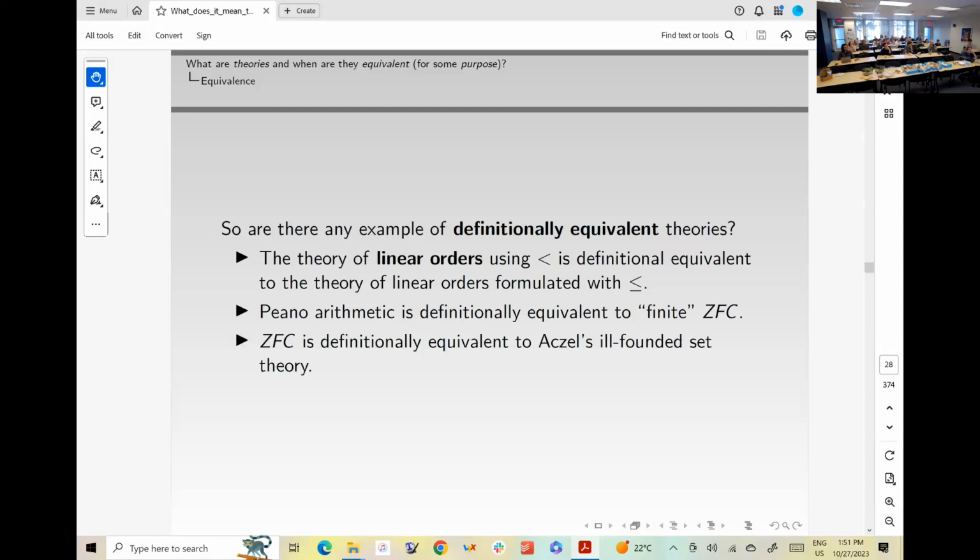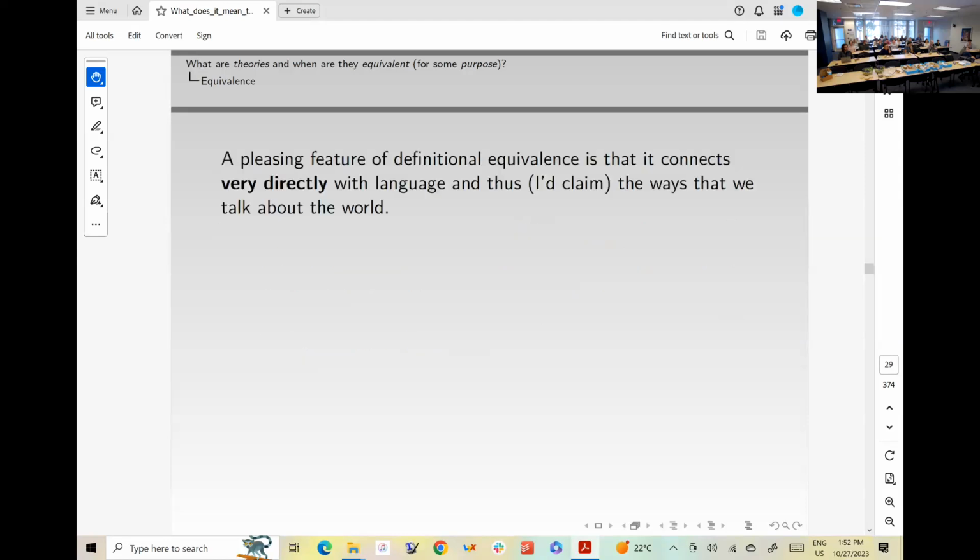Another example: ZFC is definitionally equivalent to Aczel's ill-founded set theory. This is a variation that gets rid of the axiom of foundation and starts talking about ill-founded sets. So we start to see something a little interesting here. Even though I'm saying they meet this gold standard, a lot of people would think that these are quite distinct theories. They have a different kind of content or at least a different kind of intention. So there's philosophical work to do here, even when you have these kinds of relationships.